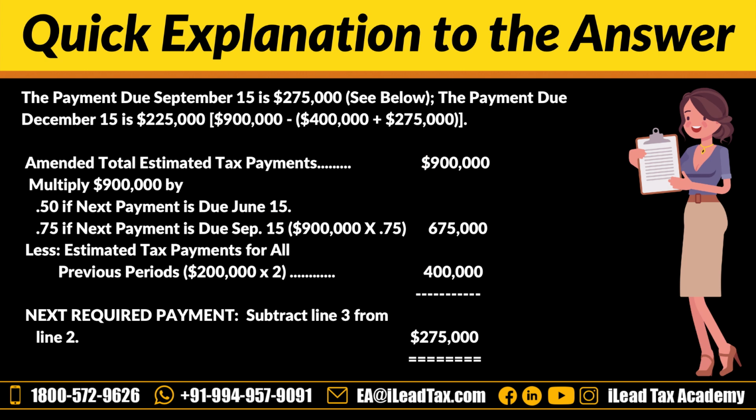Here, the amended total estimated tax is $900,000, which is multiplied by the cumulative percentage for the next payment: 50% if the next payment is due on June 15, 75% if the next payment is due on September 15. So it is the next payment due on September 15, so it is 75%. $900,000 times 75% is $675,000, less estimated tax already paid, which is $400,000. So the next payment is $275,000. So on September 15th it is $275,000 and on December 15th it is $225,000. Let's go to the next question.